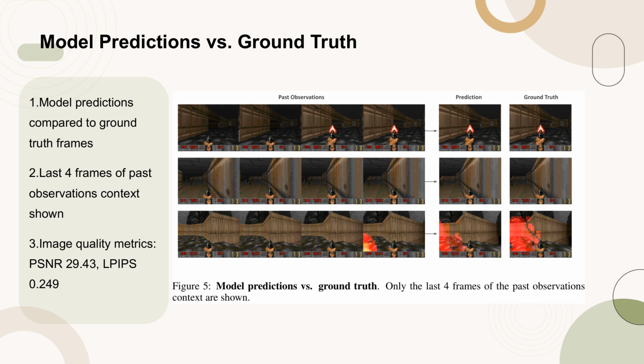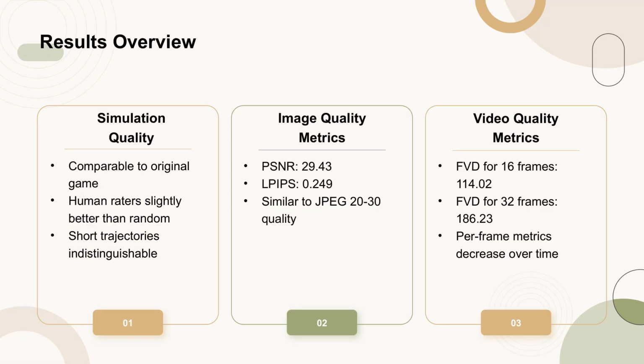Figure 5 presents a comparison between the model's predictions and the actual ground truth frames. Specifically, it highlights the last 4 frames of the past observations context. The image quality metrics for these comparisons are provided, showing a PSNR of 29.43 and an LPIPS of 0.249. These metrics indicate the model's performance in terms of image fidelity and perceptual similarity to the original frames. The results show that the simulation quality is comparable to the original game, especially over long trajectories. For short trajectories, human raters can only slightly distinguish between the simulation and the actual game.